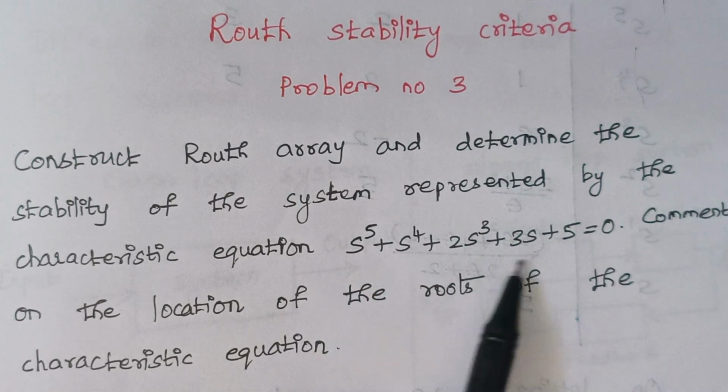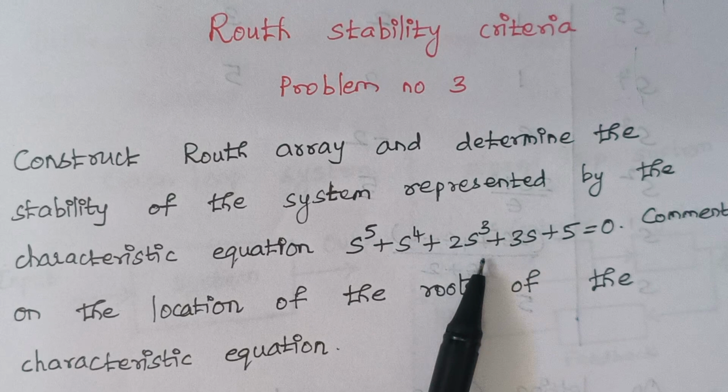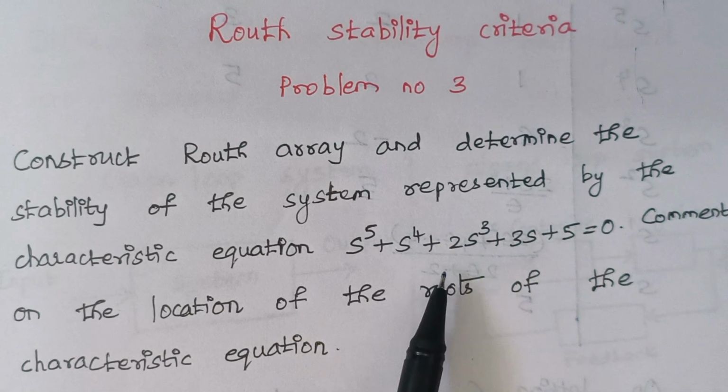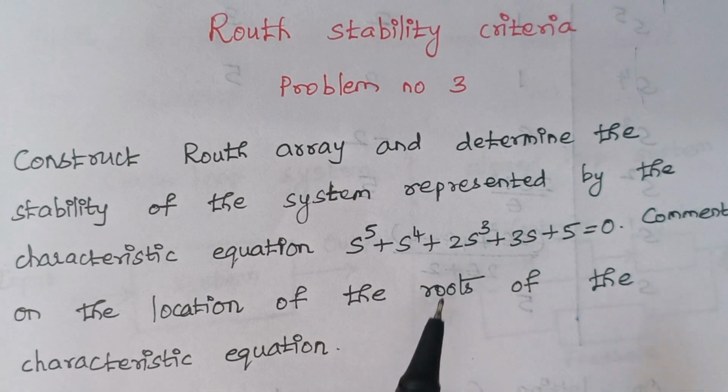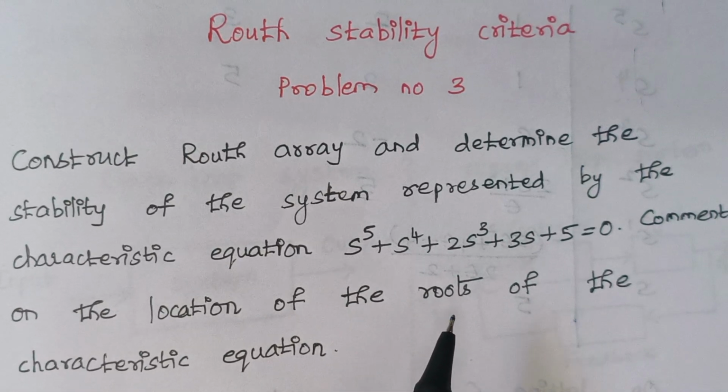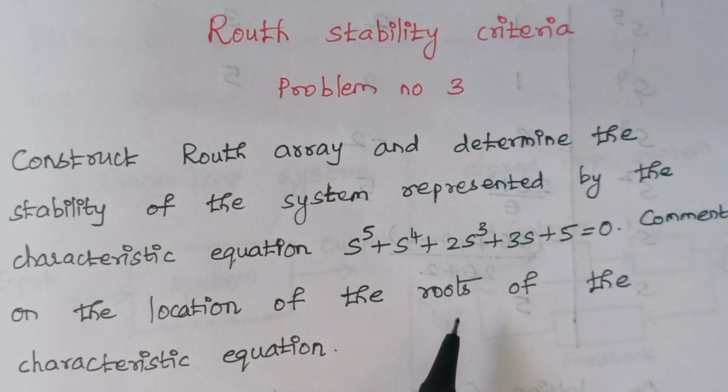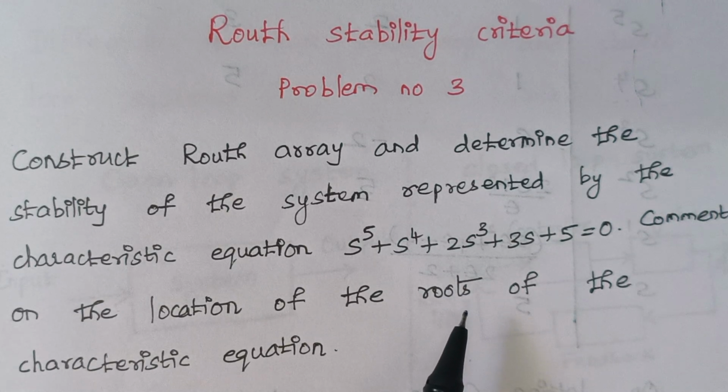So here the characteristic equation is given. We have to check whether the system is stable or not. That is our first step. Then finally we have to locate the roots, that is, whether the roots are located on the right half of the S plane or the left half of the S plane, or on the imaginary axis.